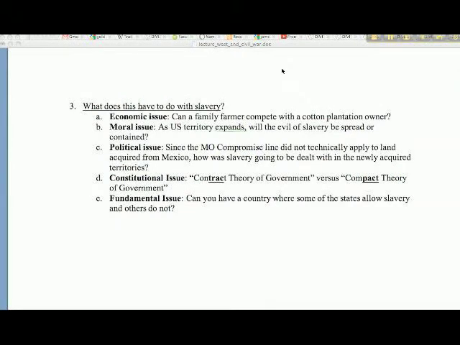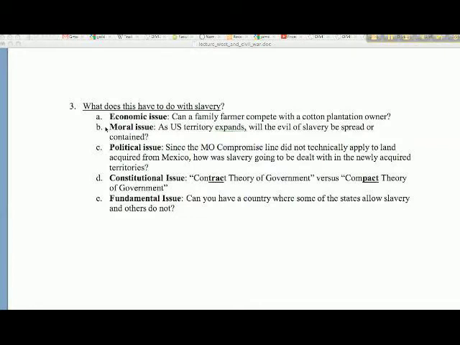So what does all this have to do with slavery? Well, it's important on several grounds. First of all, it was an economic issue. Can a family farmer trying to set up a homestead in Kansas or Colorado or California compete with a cotton plantation owner who uses slave labor?